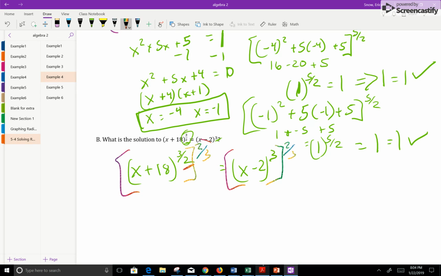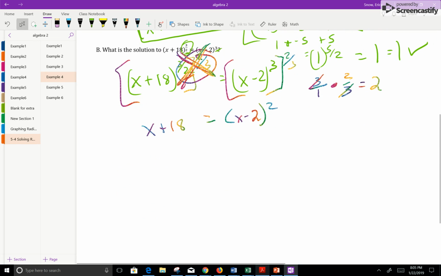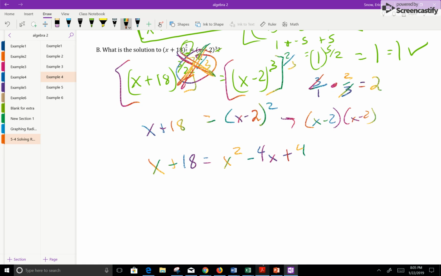So now what happens here, again, is we designed this so that these would cancel. So we just have x plus 18 over here. And then over here, you've got 3, or 3 over 1, times 2/3. Well, when we multiply that, we just get 2. So we have (x minus 2) squared. So now, remember, we have to FOIL here. So (x minus 2) times (x minus 2). So we have x plus 18 equals x squared minus 4x plus 4.